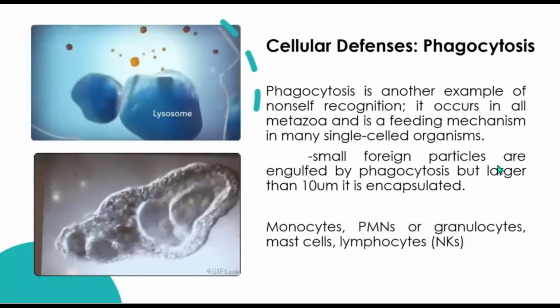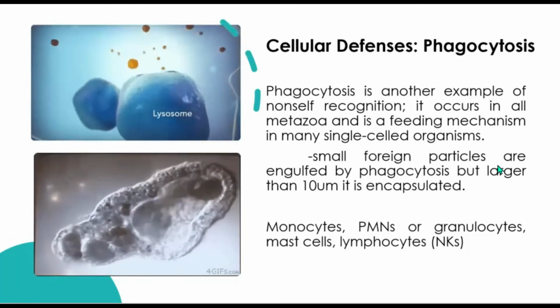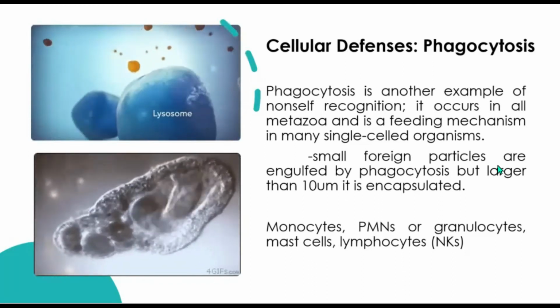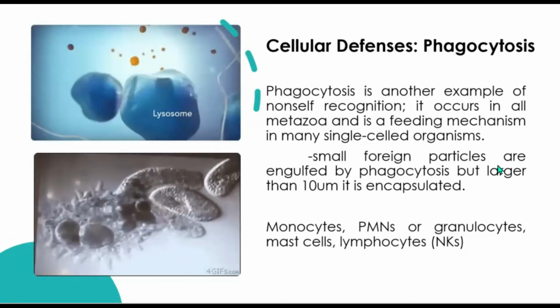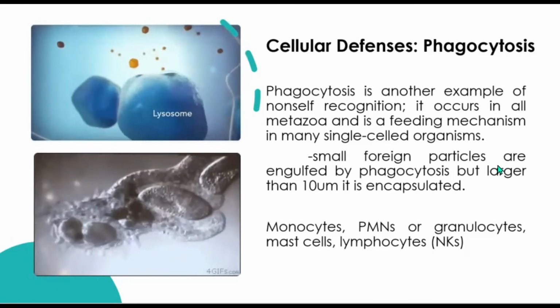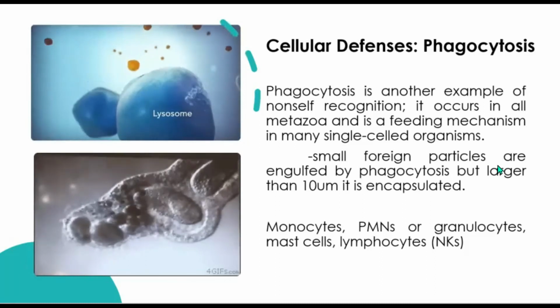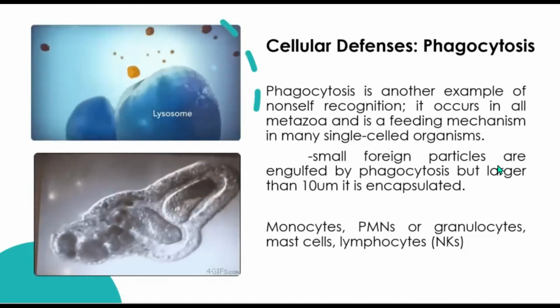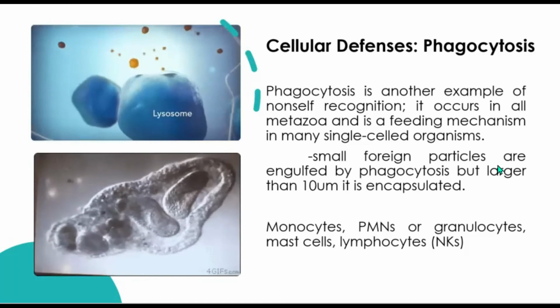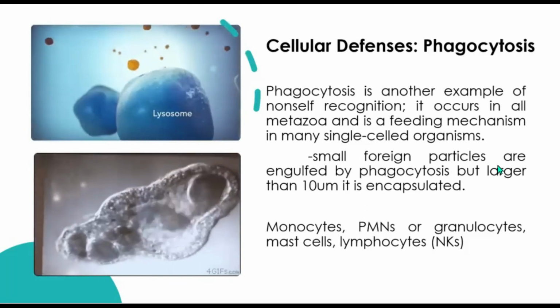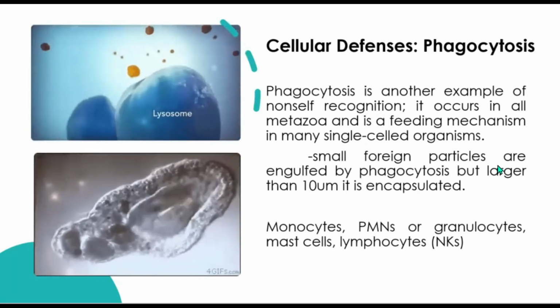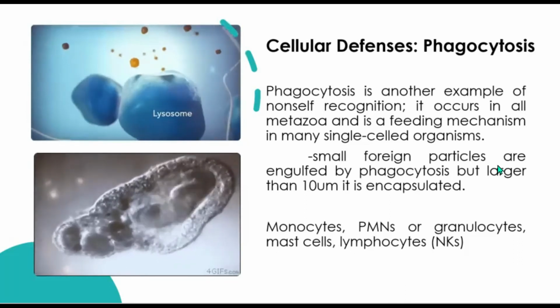If the foreign material is more than 10 micrometers, it can no longer be engulfed. It has to be encapsulated. The following, such as monocytes, PMNs or granulocytes, mast cells, and lymphocytes, can do phagocytosis.